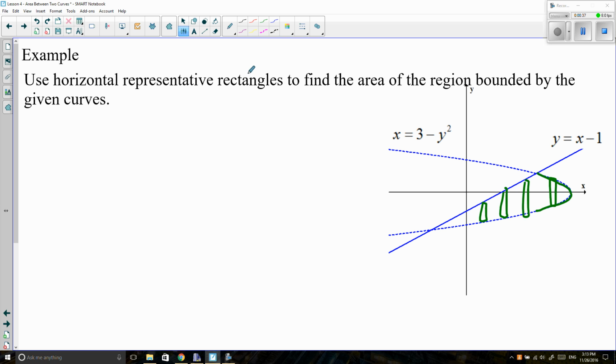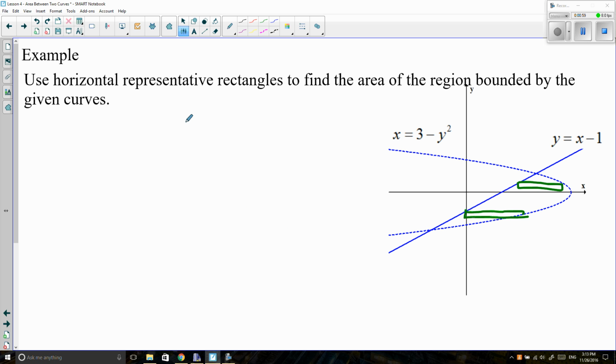Okay, so we're going to use horizontal representation because if I draw a horizontal rectangle, everywhere I do that, notice that my right curve is always this dotted curve and my left curve will always become this linear graph. So my right curve is unique and my left curve, it will always be unique as well. So horizontal representation is the way to go.